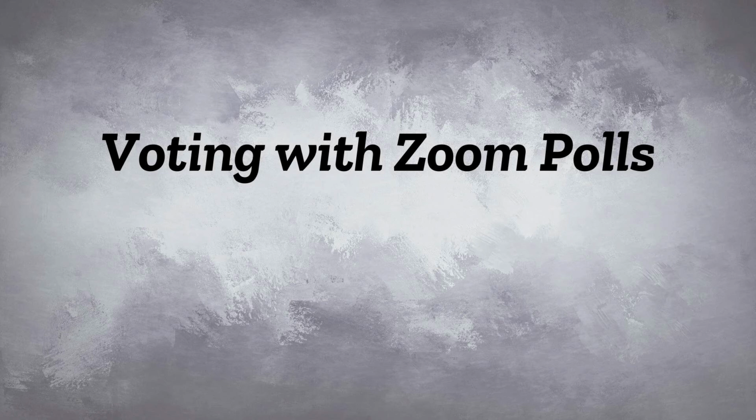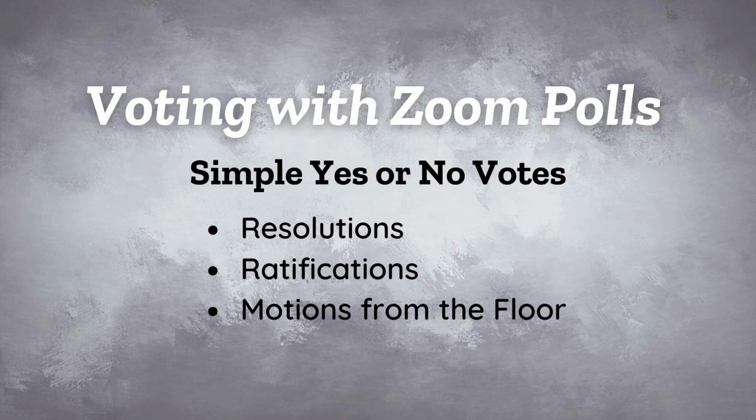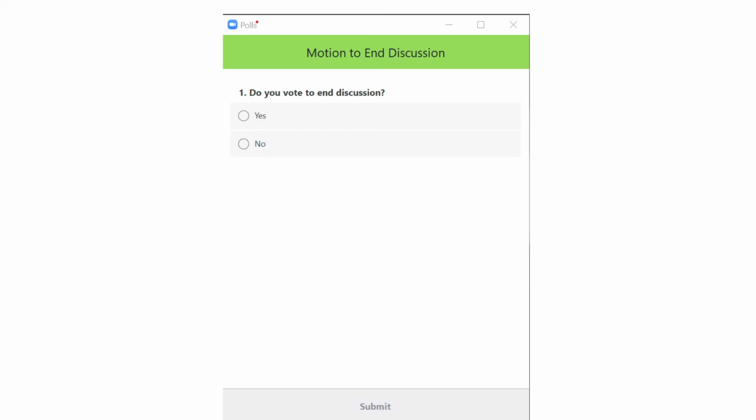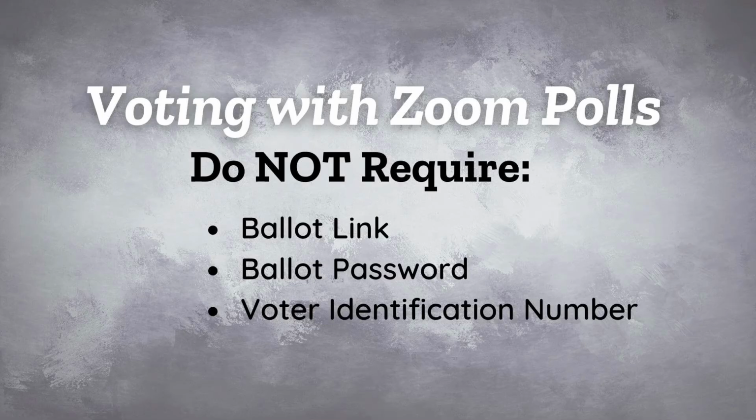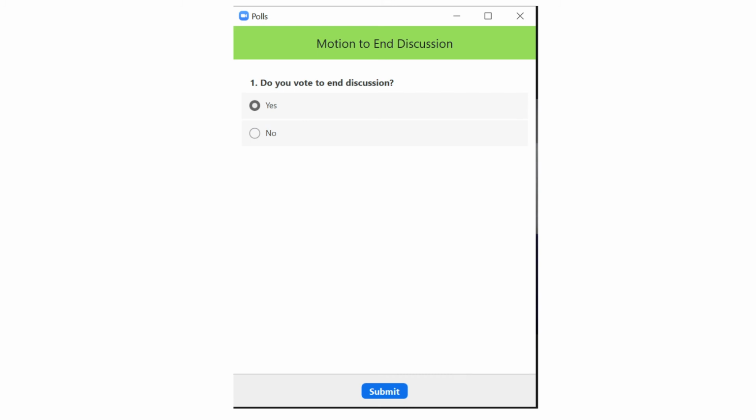There's then a third way we'll be voting this year. We'll be voting using Zoom polls. Zoom polls are a quicker and easier way to vote for things that are a simple yes or no vote, such as a resolution, or the budget, or ratification of board members, or other matters that may appear before the assembly. Zoom polls do not require a link, or a ballot password, or a voter identification number. When the poll appears on the screen, you simply click either yes or no.